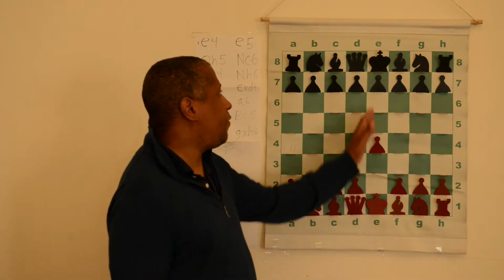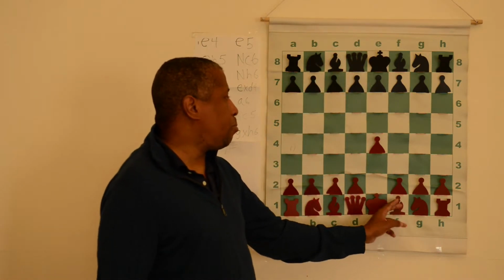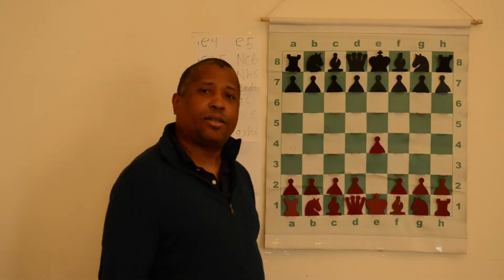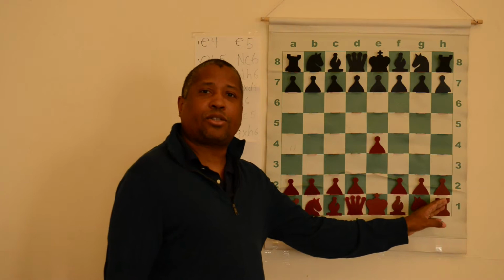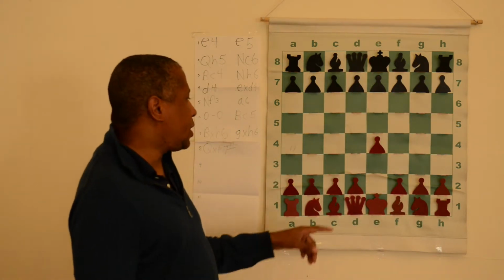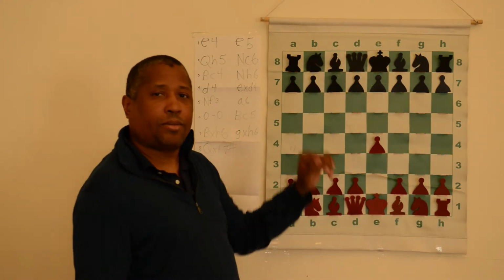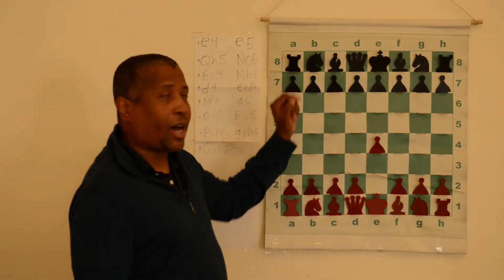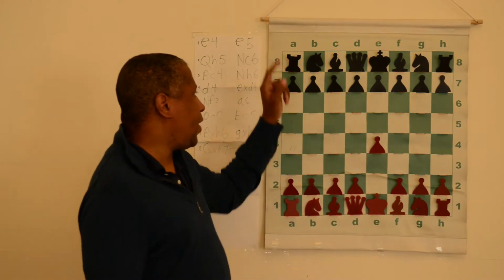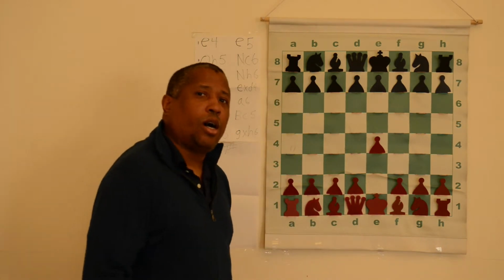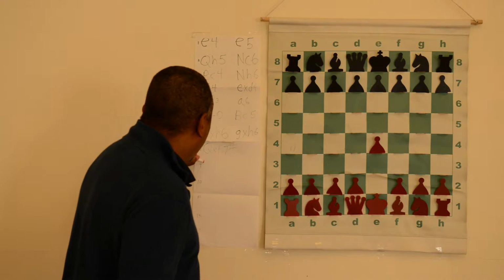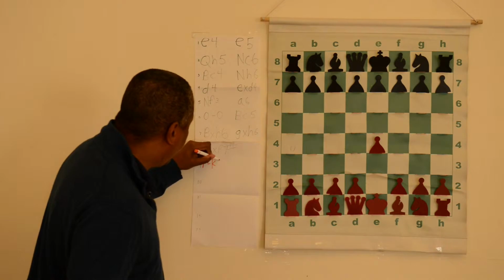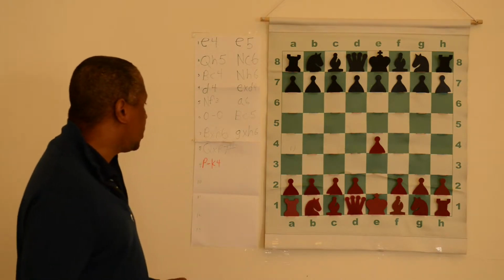So this is the king file. This is the king's bishop file. This is the king's knight file. And you guessed it, this is the king's rook file. Now on this side, this is the queen file, the queen's bishop file, queen's knight file, queen's rook file. So our first move is pawn to king 4. Just like that.